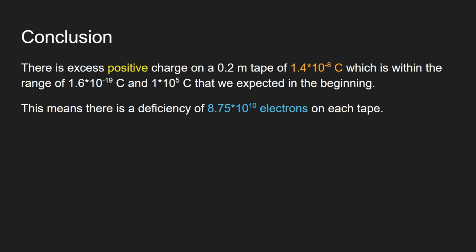Lastly, to conclude, there is excess positive charge on a 0.2 meters length of tape, which is equal to 1.4 times 10 to the negative 8 coulombs, and this is within the range of 1.6 times 10 to the negative 19 coulombs and 1 times 10 to the fifth that we expected at the beginning. This means there's a deficiency of 8.75 times 10 to the 10th electrons on each tape.